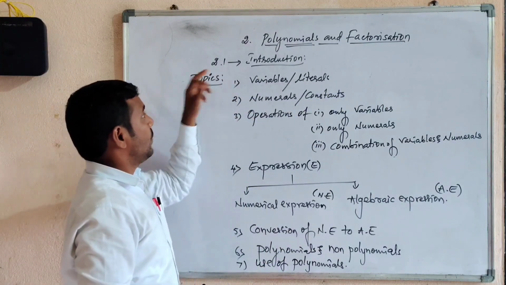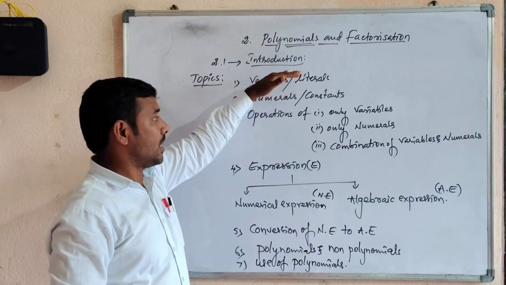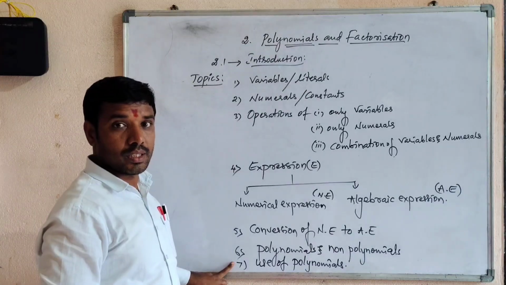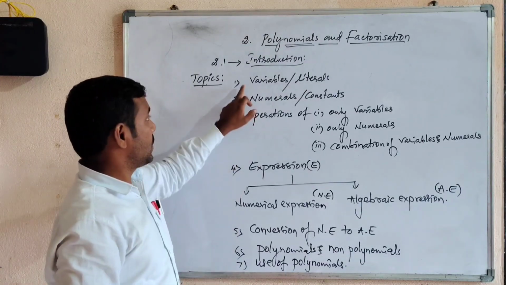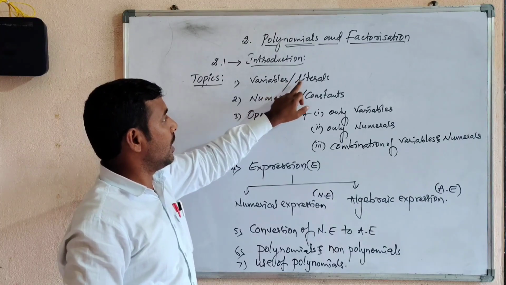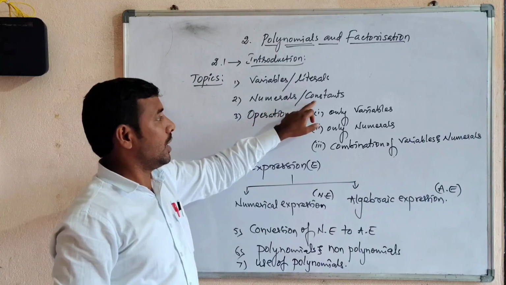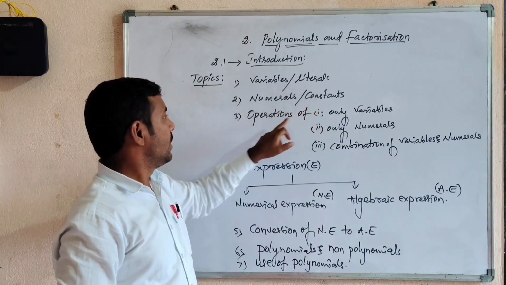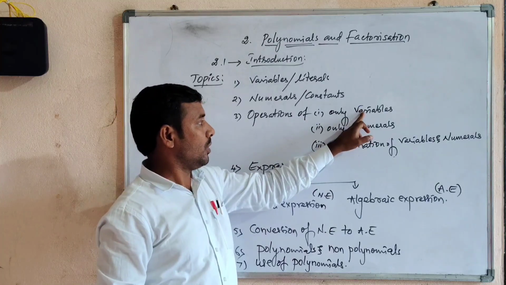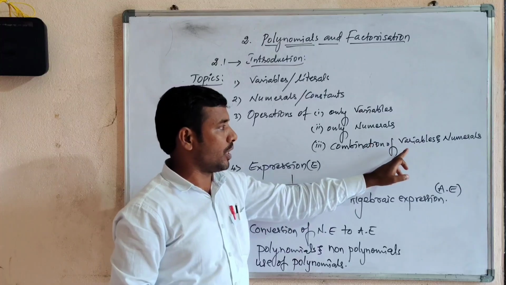In that first subtopic, that is 2.1 Introduction, we have to discuss 7 points. What is the first point? We have to discuss variables or literals. Second thing, numerals or constants. Third point, operations of only variable, only numeral, and combination of variable and numeral.